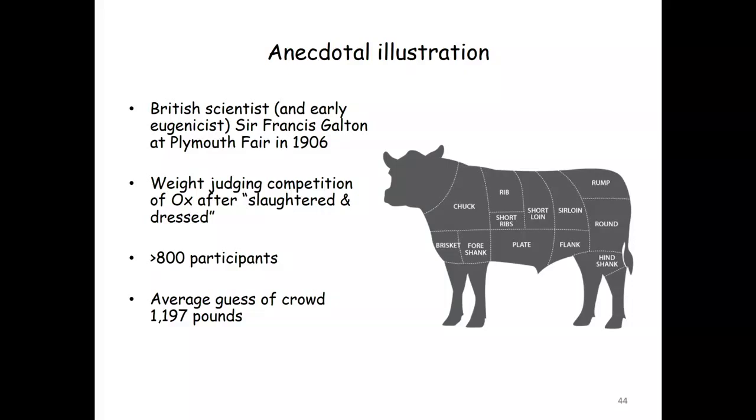But he was an empiricist, so having invented regression analysis, he decided he needed to gather some data to prove his point that the common people couldn't be trusted with the vote. So he was walking through Plymouth Fair and he came across this weight judging competition where people had to guess the weight of an ox. So he thought, here's one bit of evidence I can use.